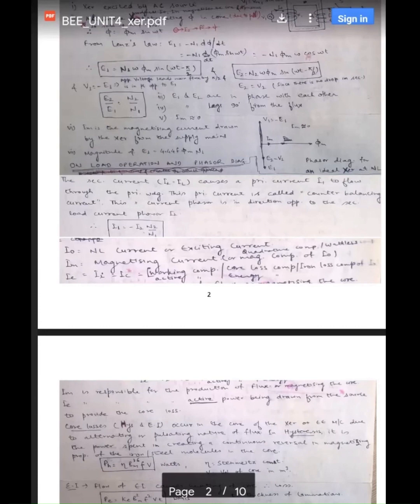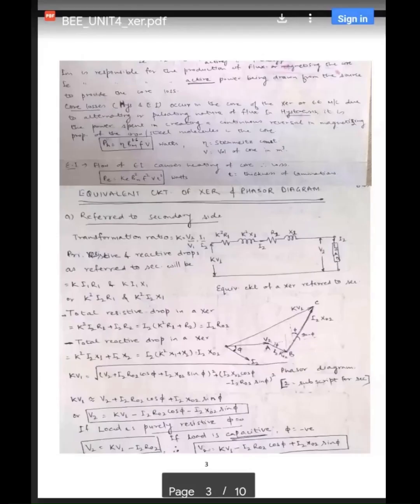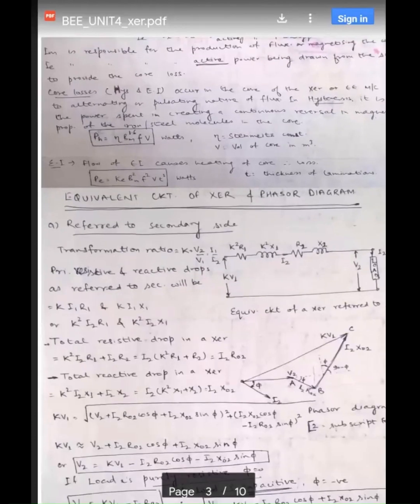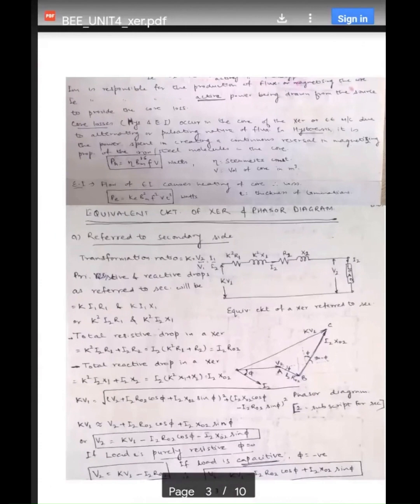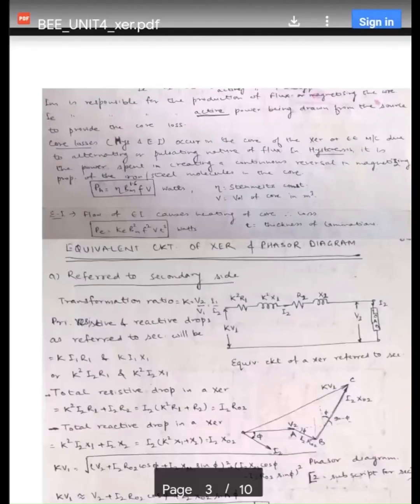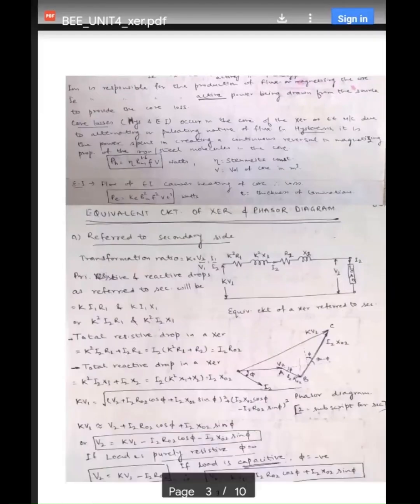That is why it's also called iron loss component of the current or energy loss component of the current. So these core losses, which are hysteresis and eddy current, why are they occurring? They are occurring in the core of the transformer or the electric machine. It can occur on the transformer or on the electrical machine, rotating machine as well, due to the alternating or the pulsating nature of the flux. We know that the flux is sinusoidal here, so that is why these losses are occurring.